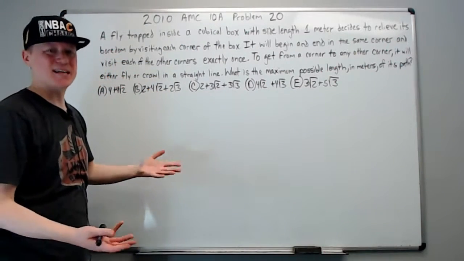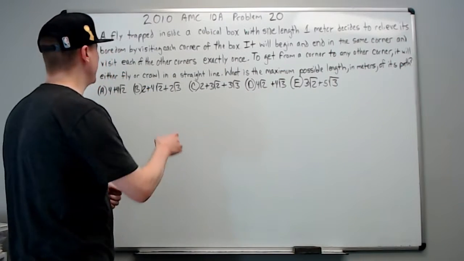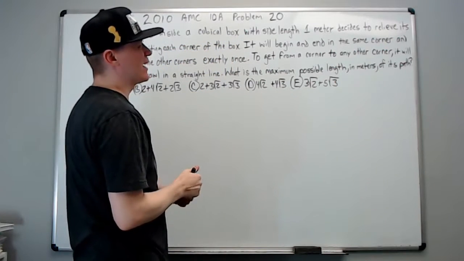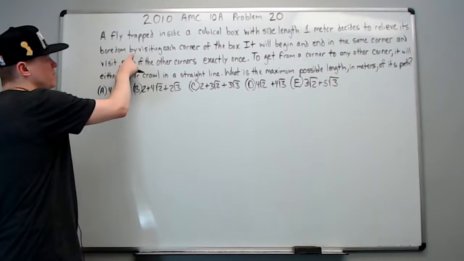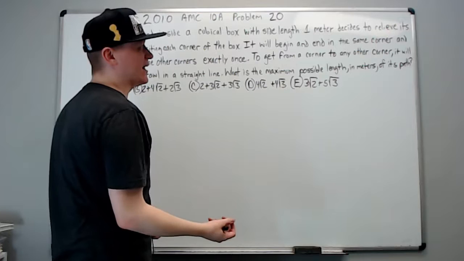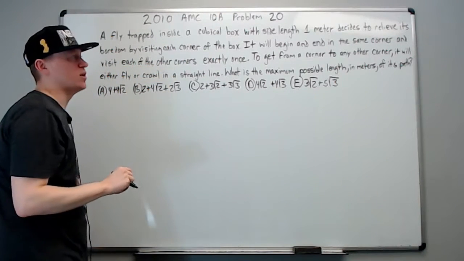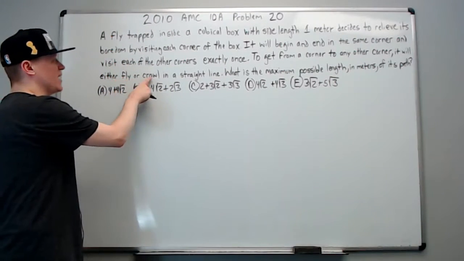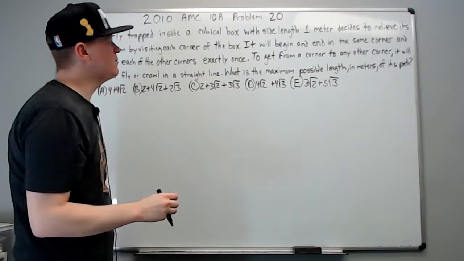There's more questions on the test, but I do them in sets of 5, usually for the first 20, sometimes the first 15. A fly trapped inside a cubicle box with side length 1 meter decides to relieve its boredom by visiting each corner of the box. It will begin and end in the same corner and visit each of the other corners exactly once. To get from a corner to any other corner, it will either fly or crawl in a straight line. What is the maximum possible length in meters of its path?